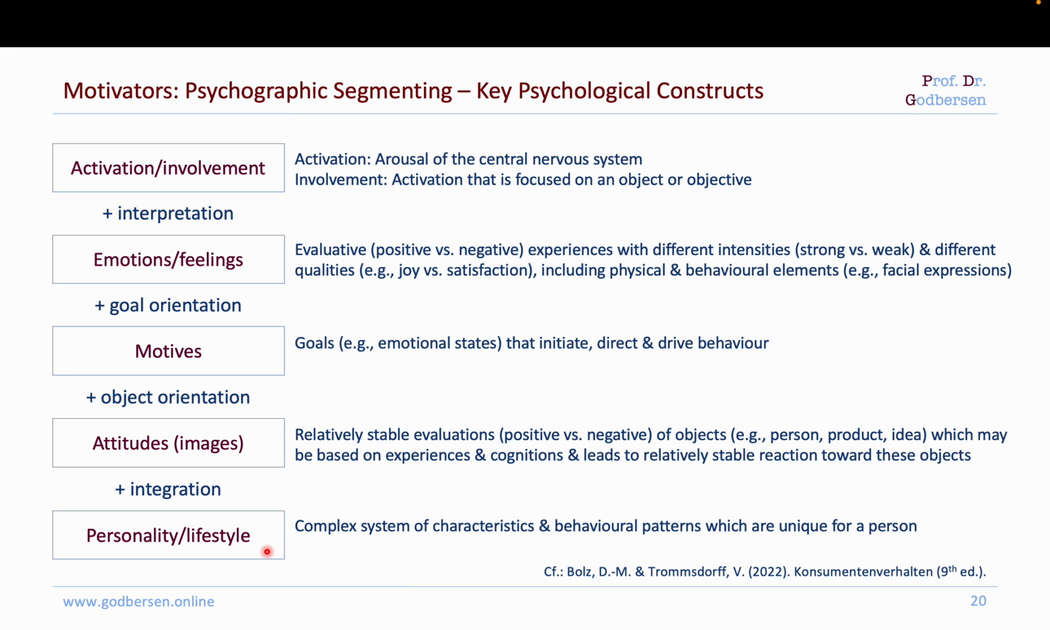Activation is just an arousal of the central nervous system. It's just when we get highly activated, aroused, or we are very calm. There's no meaning to it. Involvement is then activation that's focused on an object or a goal that we have. When we give this a meaning, that means there's interpretation. Then we come to feelings and emotions.